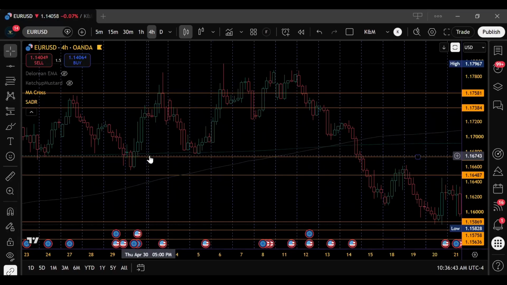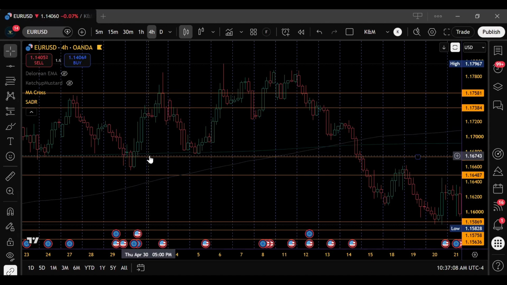Because you mark up in the 4-hour, you analyze in the 1-hour, and you trade in the 15. Is that correct? You can do all of that. It depends on what kind of trader you are. If you're a high time frame trader, you might trade strictly off 4-hour candles. So I'm going to show all of them.